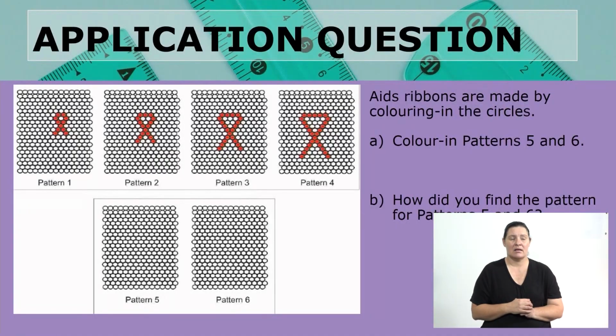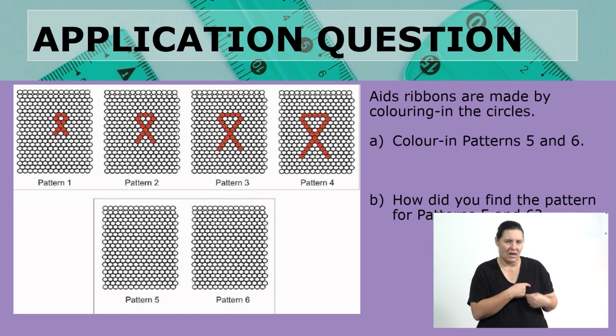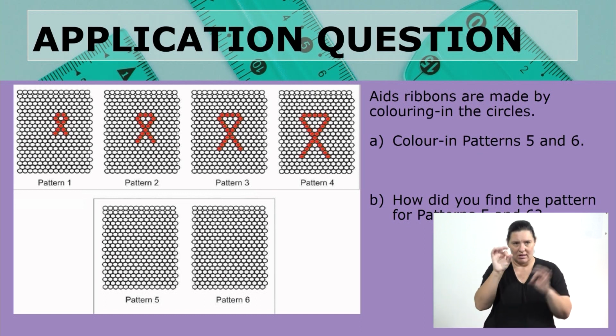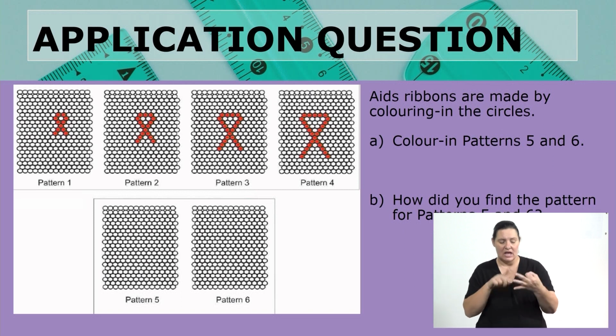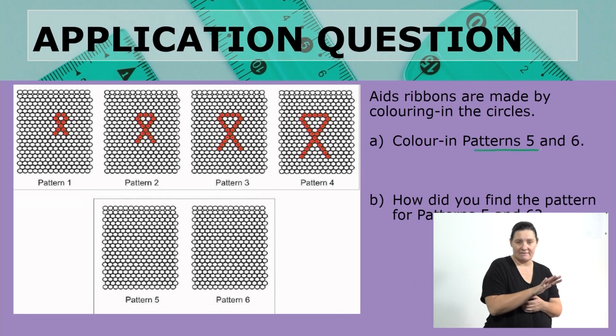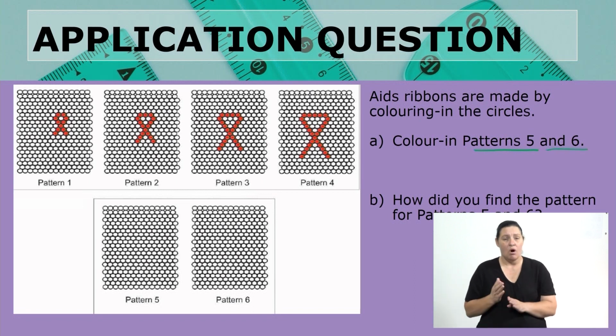So our first question says that AIDS ribbons are made by coloring in the circles. As we can see in our diagram, we have the first pattern, the second pattern, the third pattern, and the fourth pattern. And we are required to color in patterns 5 and 6. Before we can do that, we need to identify what exactly is going on with our patterns.